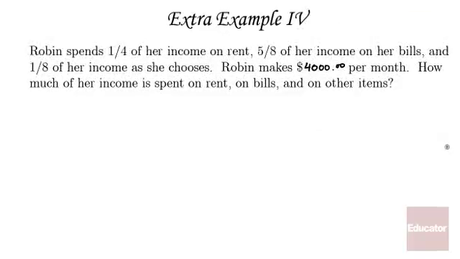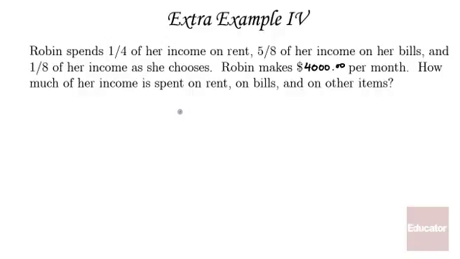Next, let's look at some spending. Robin spends 1/4 of her income on rent, 5/8 of her income on bills, and 1/8 of her income as she chooses. Robin makes $4,000 per month, so how much of her income is spent on the rent, on the bills, and her other items?